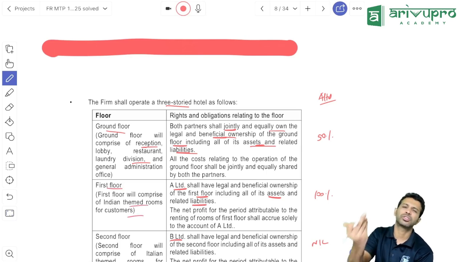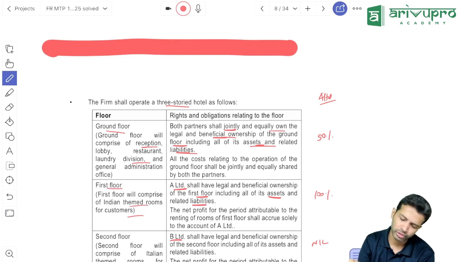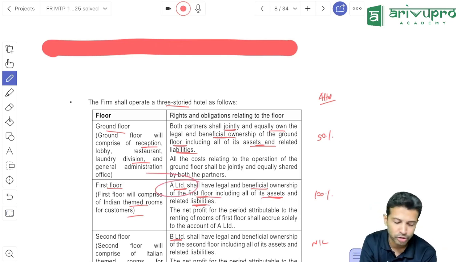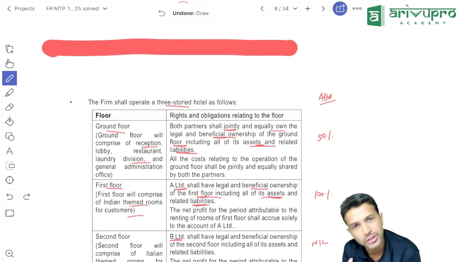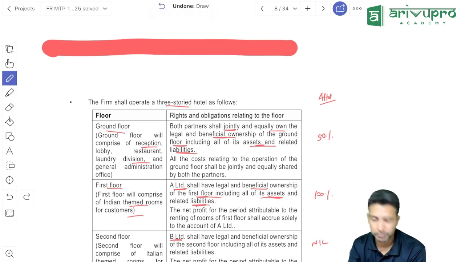First floor has some Indian themed rooms on there. Some theme they have kept and made the rooms. A Limited shall have legal and beneficial ownership of the first floor, including all assets. So the first floor's entire assets and liability belong to A. 100% of assets and liability of the first floor, they have agreed, belong to A.